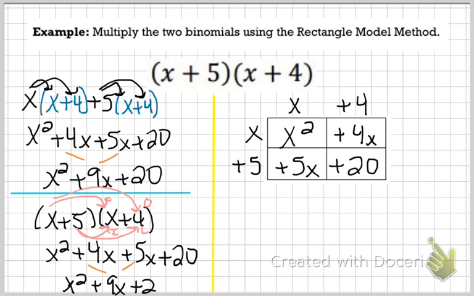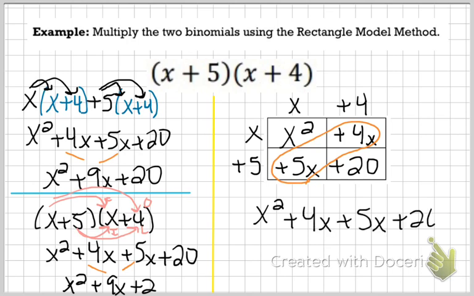What's so neat about this box method is that, as you can see diagonally, that's where your perfect squares are at. So I'm just going to write it all out. X squared, kind of like if I'm doing a z. So after that is 4x, and then 5x, and then plus 20.